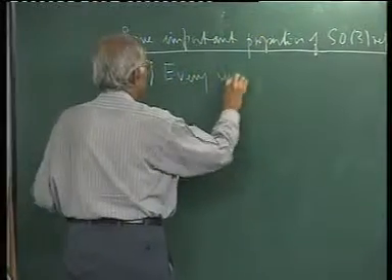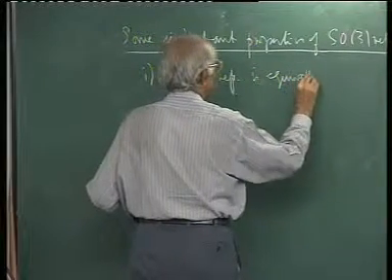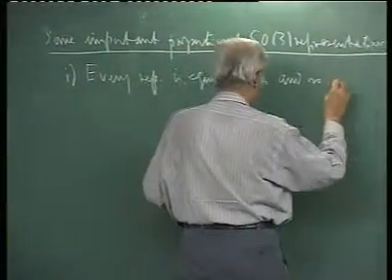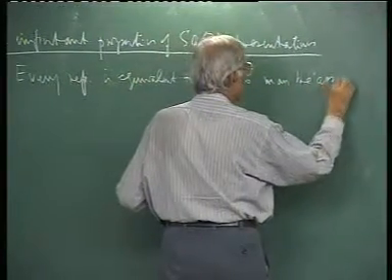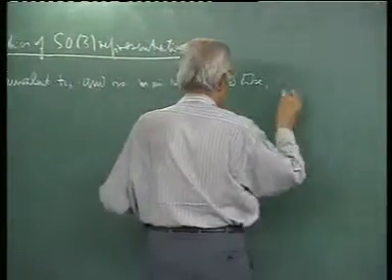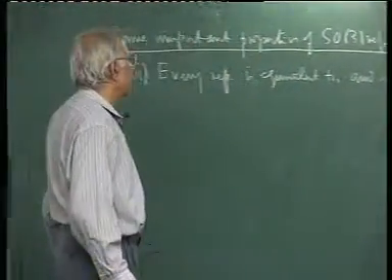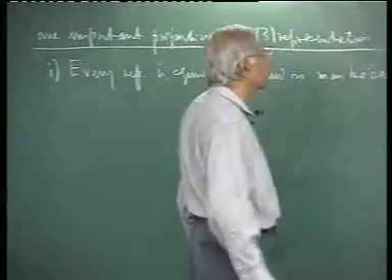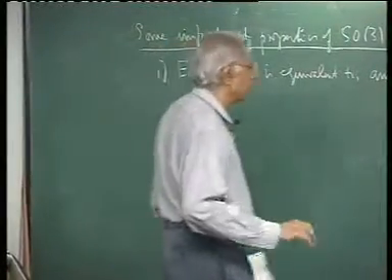Every representation is equivalent to, and so may be assumed to be, a unitary representation. This happens because this group is a continuous group, a compact continuous group. That is why the family of unitary representations exhausts everything.